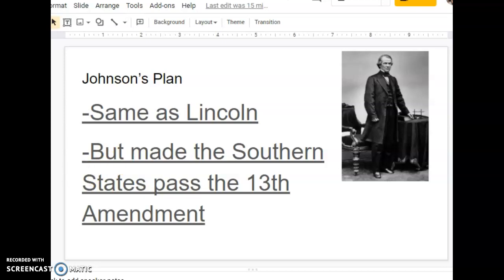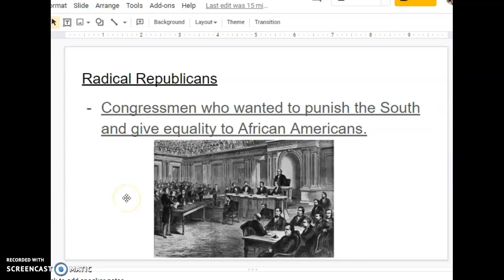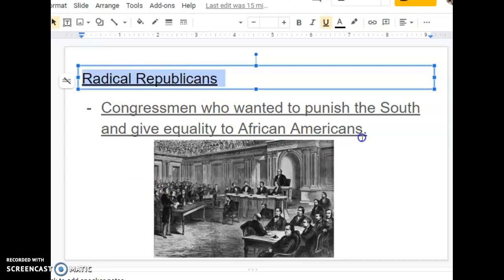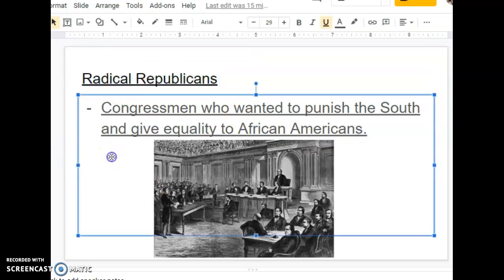So there are a lot of people who are unhappy with being so light on the South, and this includes a group of congressmen in the U.S. House and Senate, and we call them the Radical Republicans. They want to go super hard on the South. You can put this below your chart, what Radical Republicans are. They're congresspeople who want to punish the South and give equality to African Americans. They are ready to reorganize the South completely, and Andrew Johnson is not.